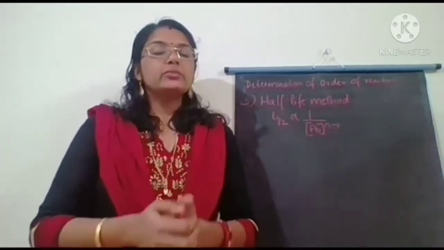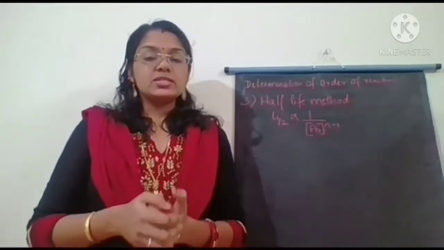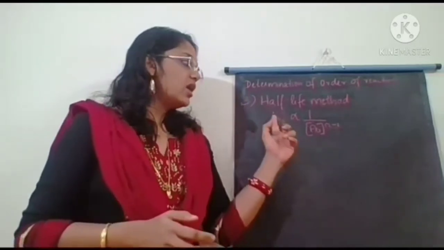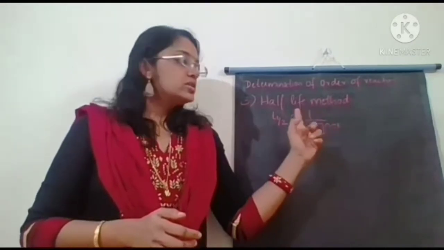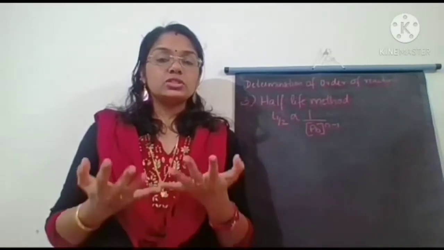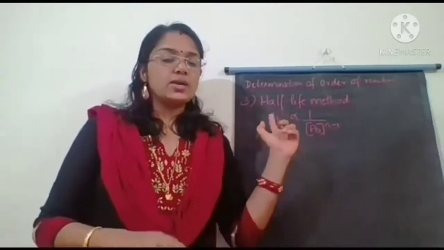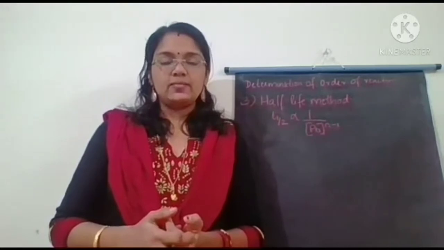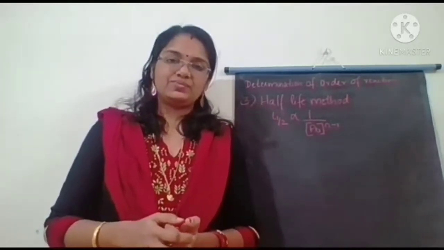So coming to the third method to determine the order of the reactions, that is the half-life method. We know that half-life, T half, is related to the initial concentration of the reactant as T half is directly proportional to 1 by A0 raised to n minus 1. This is the general relation for the nth order reaction. So if T half for two different values of A0 is known, then we can substitute in this equation and find out the order of the reaction. This is how the order is determined by the half-life method.